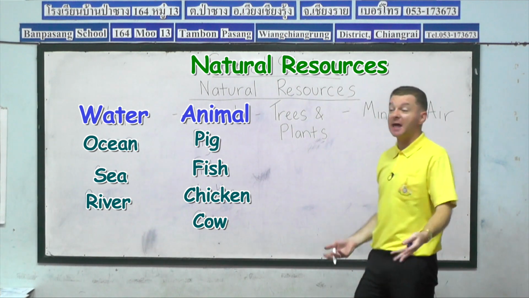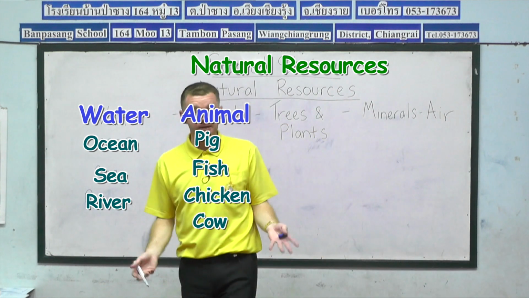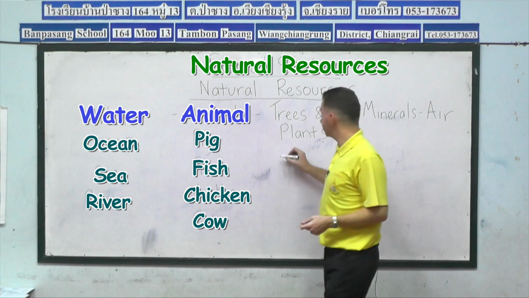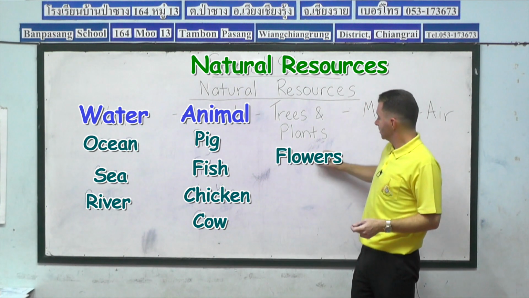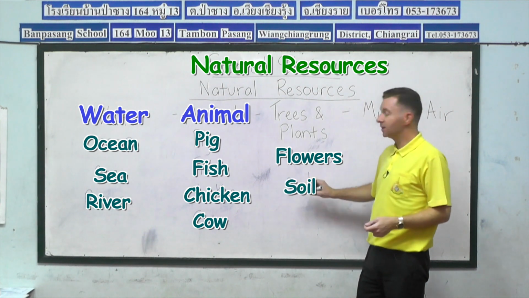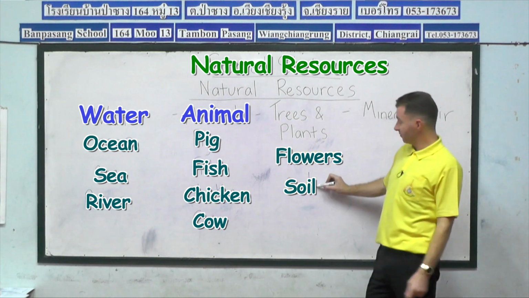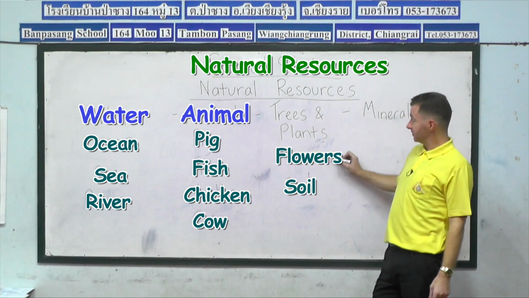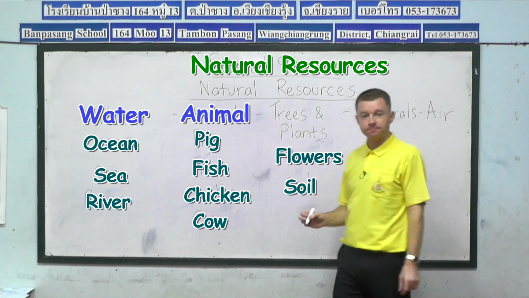Now, trees and plants are fairly self-explanatory. They're trees and plants. But we can also add flowers and soil to the list. These are all things that grow naturally out the ground. First of all, we need the soil, then the flowers, then plants, and then trees.